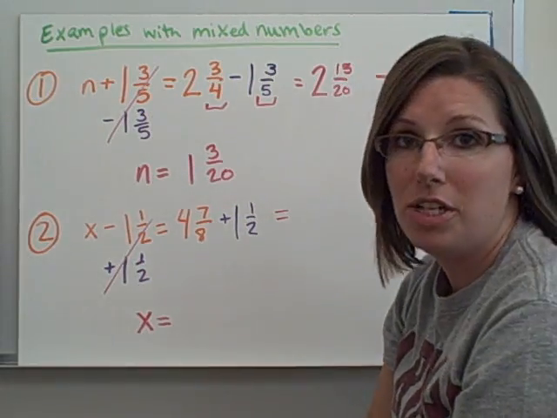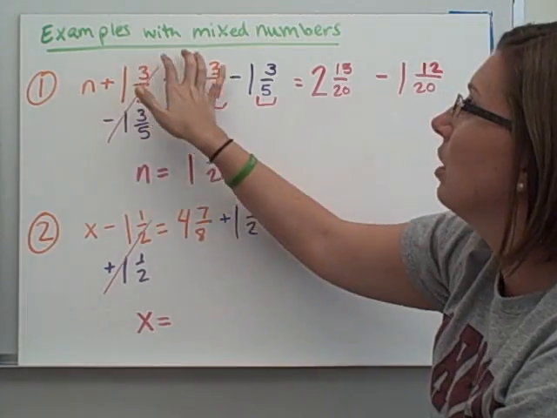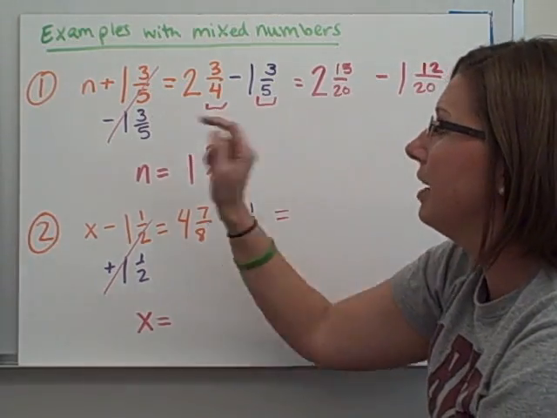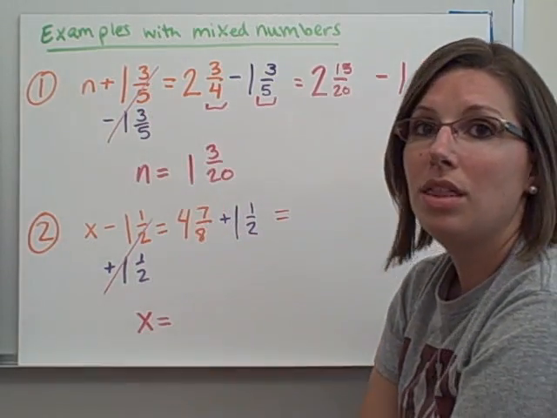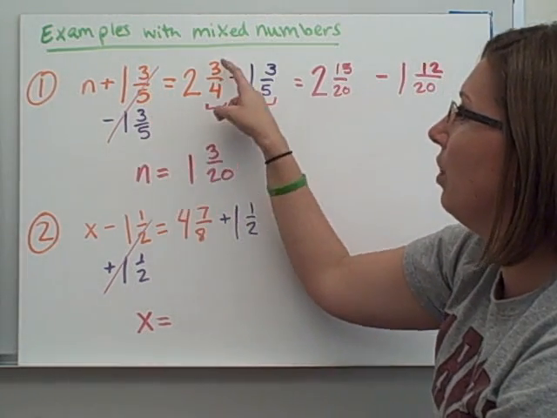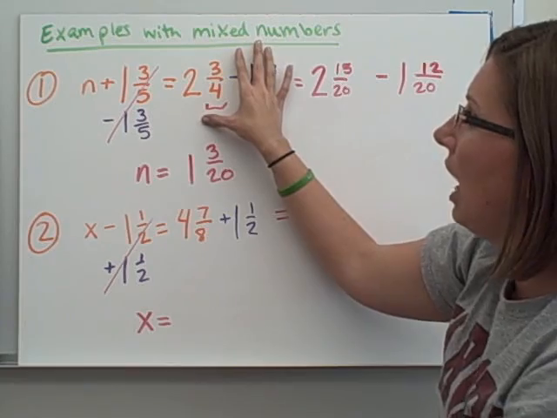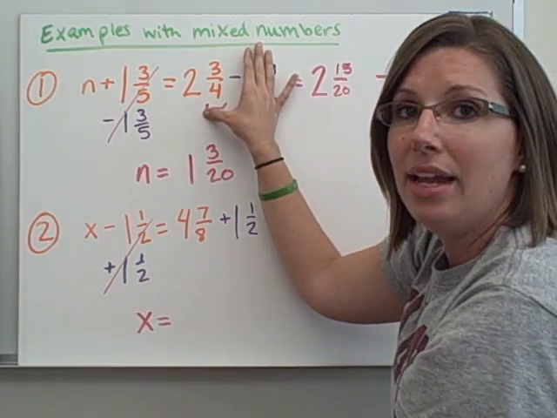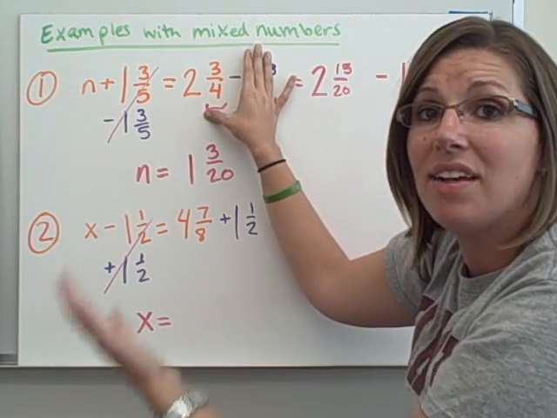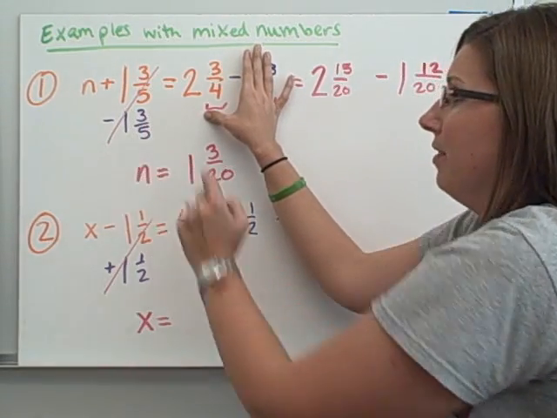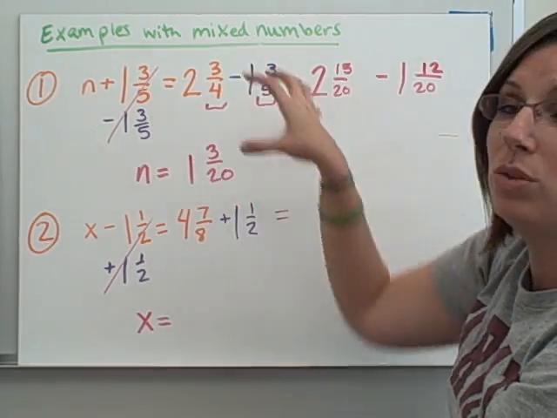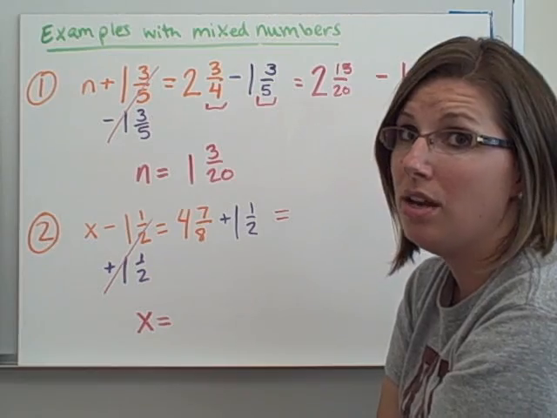To make it a little bit more challenging, we have some examples here with mixed numbers. Again, I've already started the first one for you guys. In orange, you'll see the original equation. N plus 1 3/5 equals 2 3/4. So I have to undo what's happening to n. So if I'm adding 1 3/5 to n, then I have to subtract 1 3/5. If I subtract 1 3/5 from this side, I also have to subtract 1 3/5 from the other side.